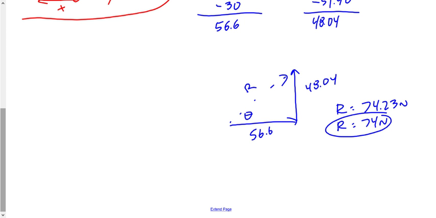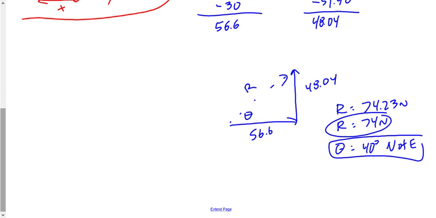Why did I want the unrounded number there? I'm going to find the acceleration in a minute, and I need the unrounded value of force to do that. Theta works out to be the inverse tan of 48 over 56, which is going to be, I'm going to say, around 42 degrees. Somewhere between 40 and 45. What is it? 40? Okay, it would be 40 degrees north of east.